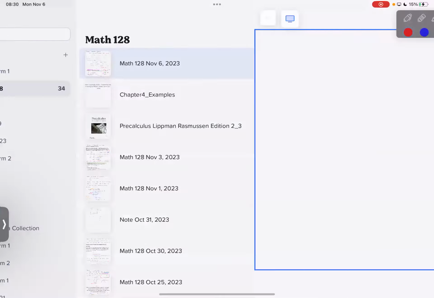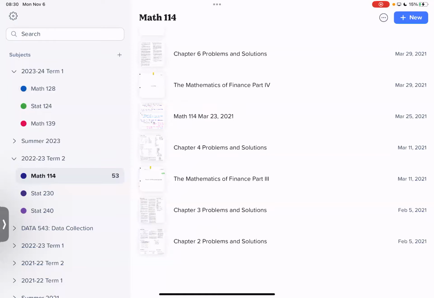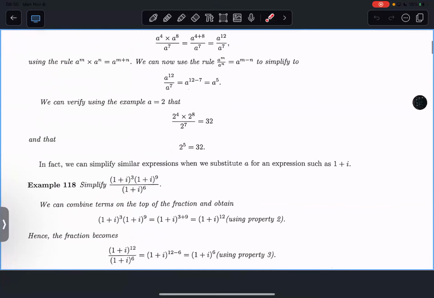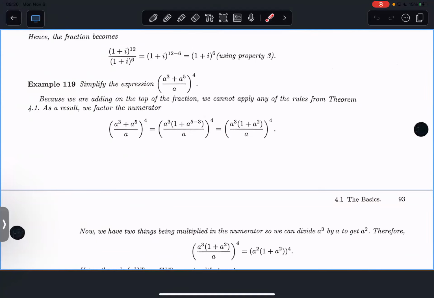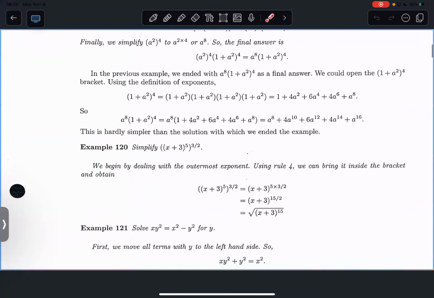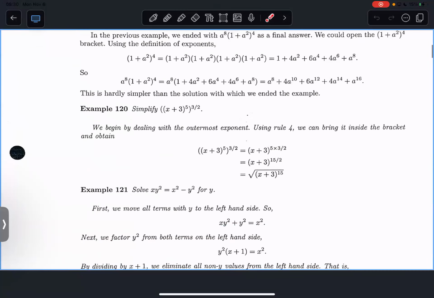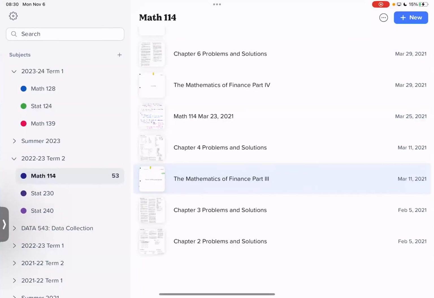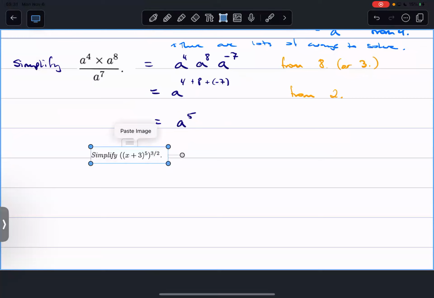Let's see if I can find, come on. We don't need to know that. Why not?